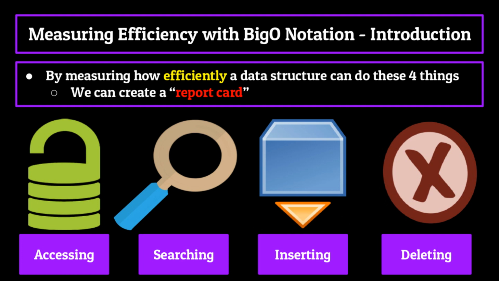Now, if we use Big O notation to basically create a report card, like I said, there must be some way to actually grade each of these functions, and there is. The 4 criteria mentioned, accessing, searching, inserting, and deleting, are all scored using Big O notation time complexity equations. Now, what is a Big O notation time complexity equation? Well, I'm glad you asked.